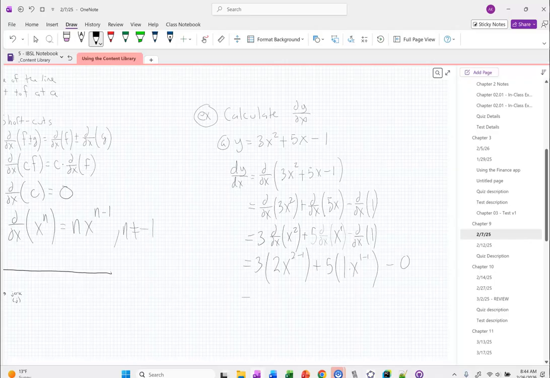Now we'll just do a little bit of simplification and we're done. 3 times 2 is 6. 2 minus 1 is 1, so I'm not going to bother writing an exponent of 1. Plus 5 times 1 is 5. x to the 1 minus 1, well, that's x to the 0. What's x to the 0? 1. And then minus 0 doesn't do anything, so there's my final answer, 6x plus 5. Everybody's okay with that? Yes.